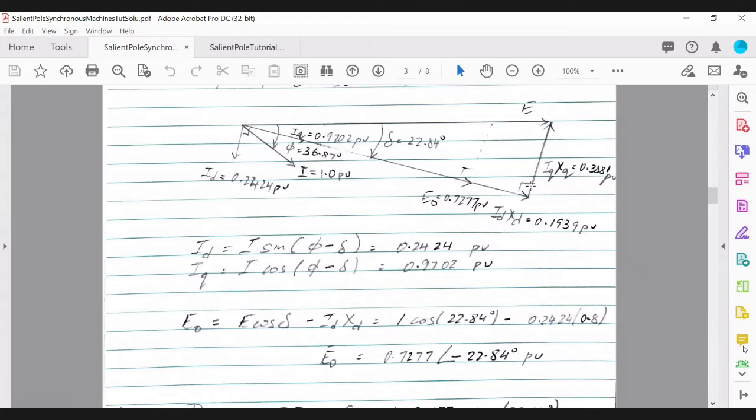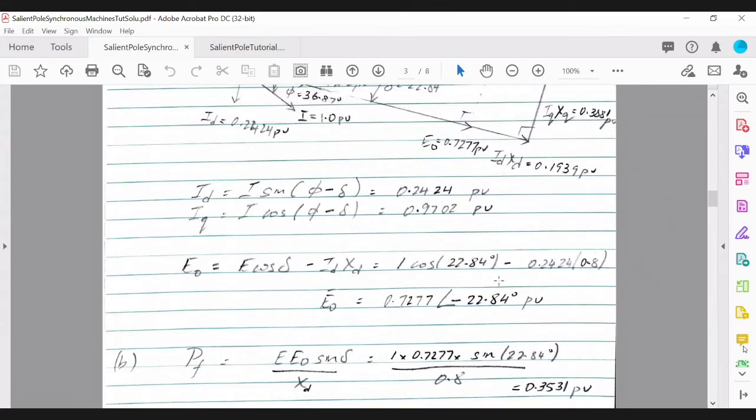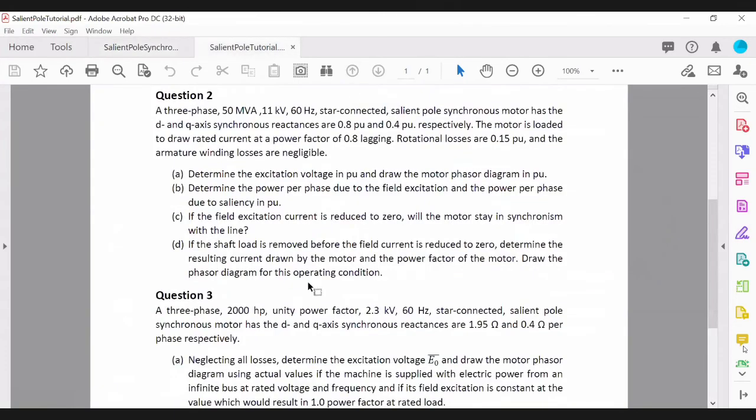And also don't forget the right angle between IQ XQ and E naught. Right, so this is the first part of the question, which is pretty much straightforward. It's basically just a motor that's operating in lagging power factor mode.